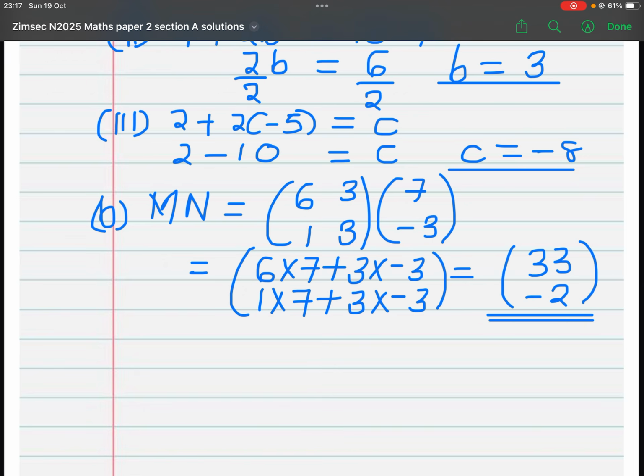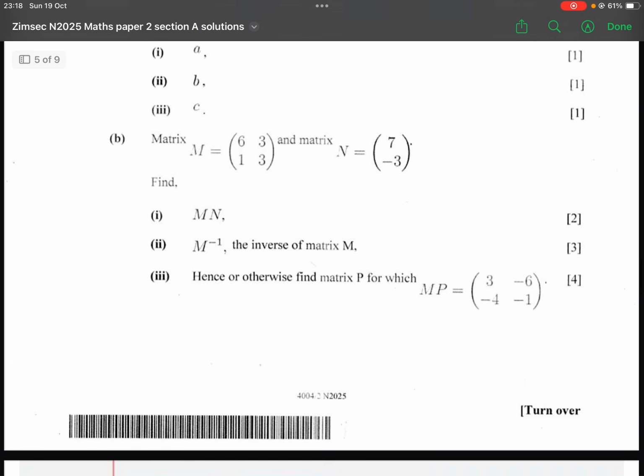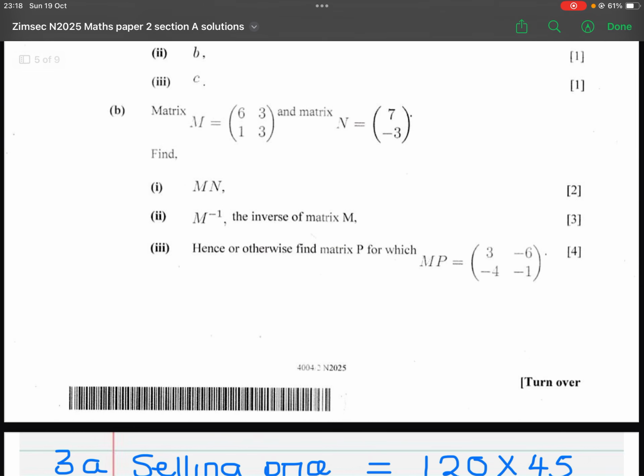So we are proceeding to the next part of the question. It is saying we are required to find the inverse of matrix M. So let me work it here because I no longer have enough space. I was supposed to put at least 3 pages, but I forgot.